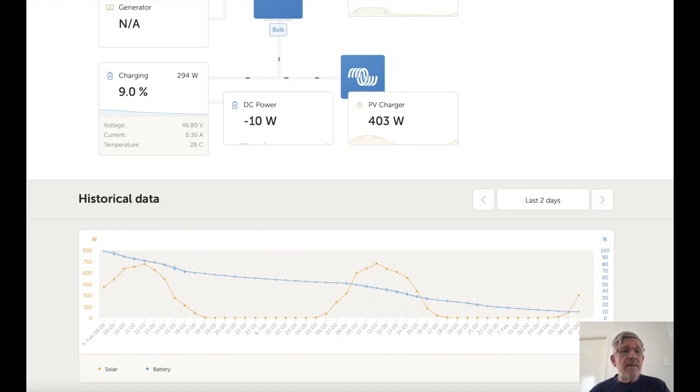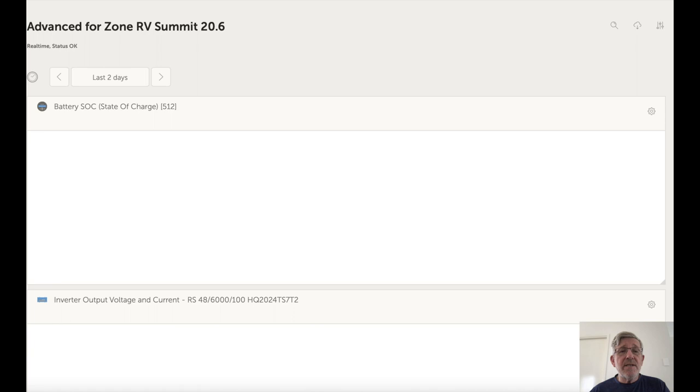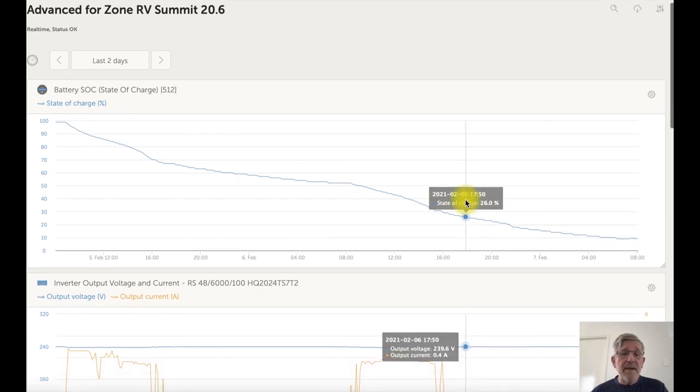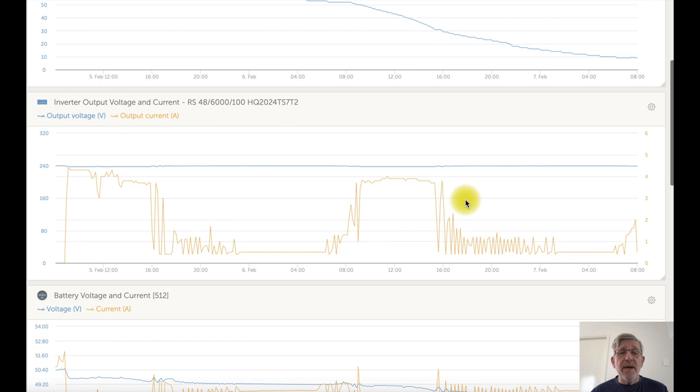Now I'm just going to click on our advanced settings here, and in our advanced settings we will now see the state of charge. It was at 100 here, and over the 2 day period, it's now gone down to 10%, 9.29% right now. And what we're going to look at here is the inverter output current. So this is running the aircon.